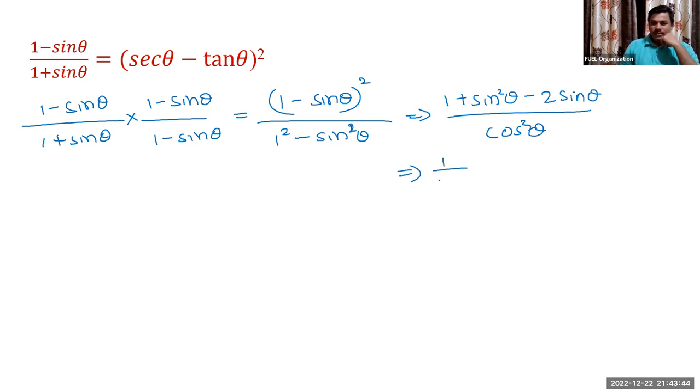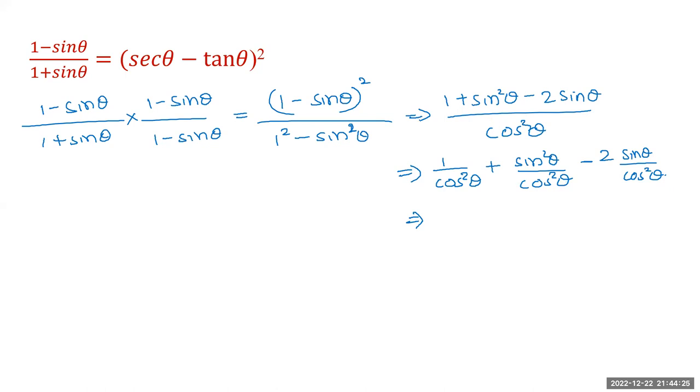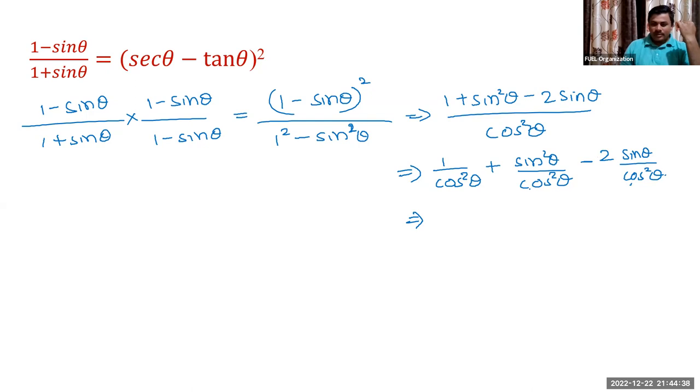Further simplification, you can split the denominator: 1 by cos square theta plus sine square theta divided by cos square theta minus 2 sine theta by cos square theta. Yes, you also did the same method. Okay, one more extra cos I should write. Right, sir. So, one by cos square theta is secant square theta plus tan square theta minus 2.